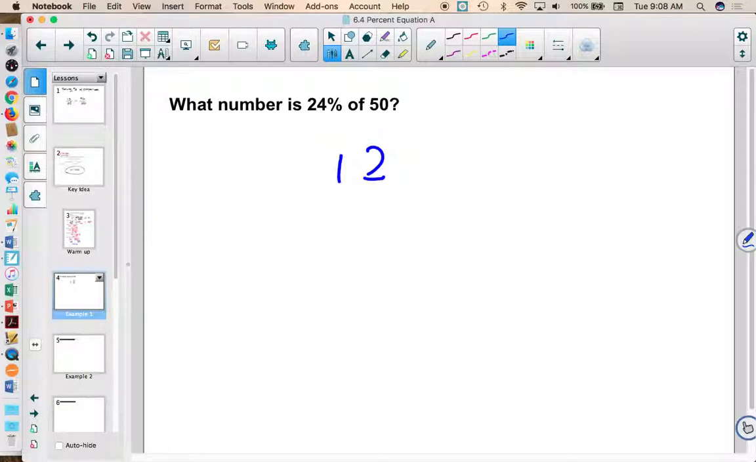Okay, Mr. Zane, you gotta show your work. You gotta show the percent equation.